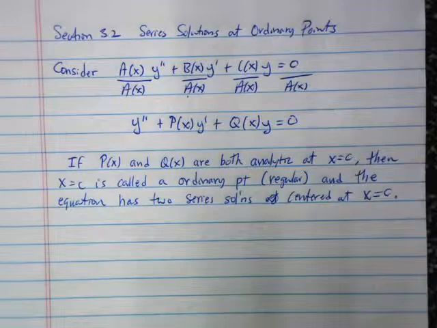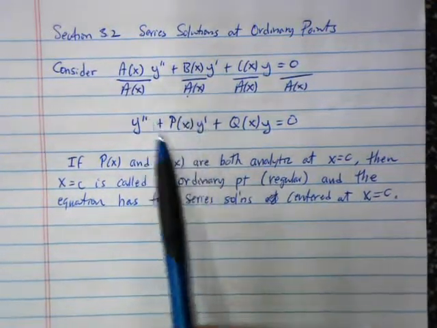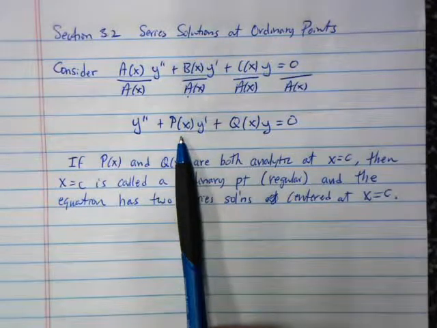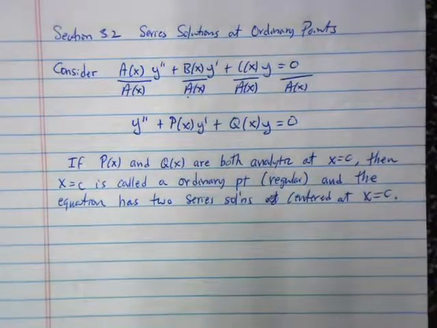You should have a question on that. Your question should be, what does the word analytic mean? Very good question. Analytic means that the function p of x has a convergent power series. So when I say p of x is analytic, I mean p of x has a convergent power series. And to say q of x is analytic also means q of x has a convergent power series.